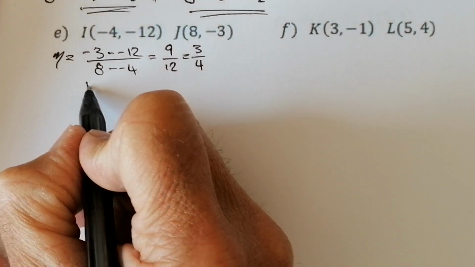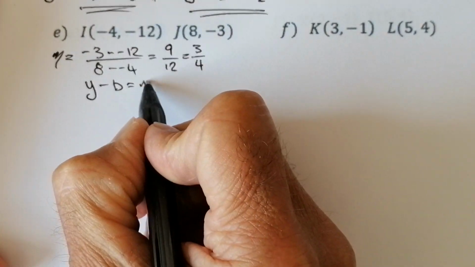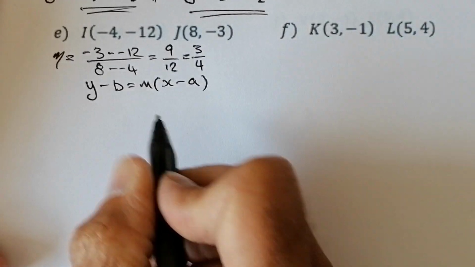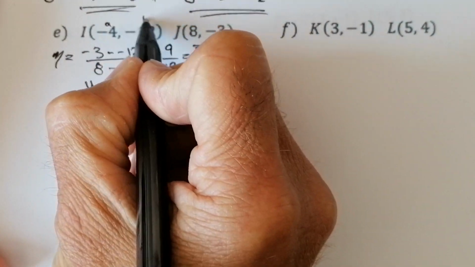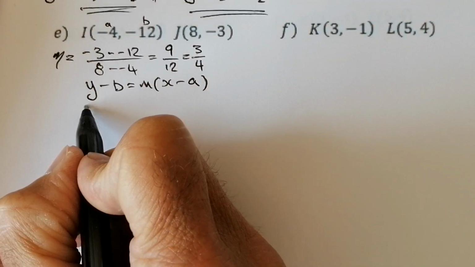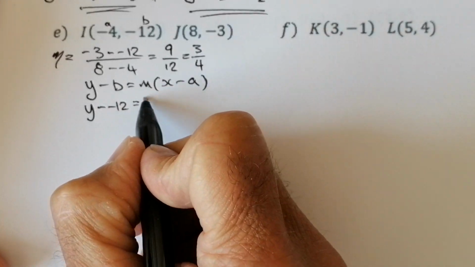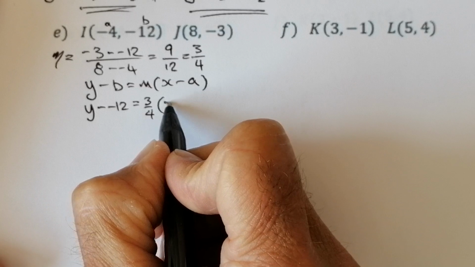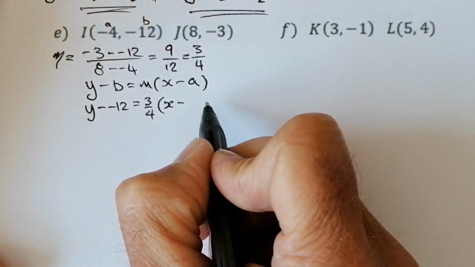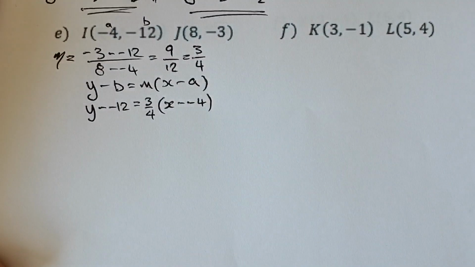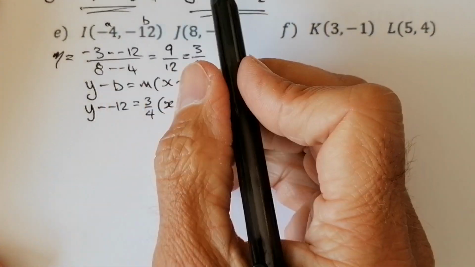Right, I'm going to substitute into y minus b equals m(x minus a). And I'm going to use these points here, a and b. Okay, so y minus 12 is equal to 3/4 (x minus, and that one is a minus 4 up the top there). Right, I'm going to do the same as I did up above.